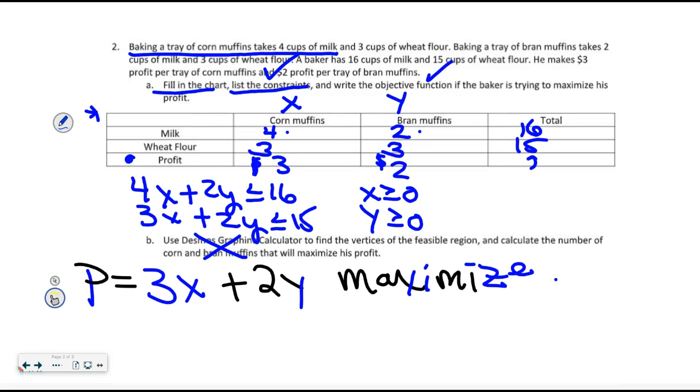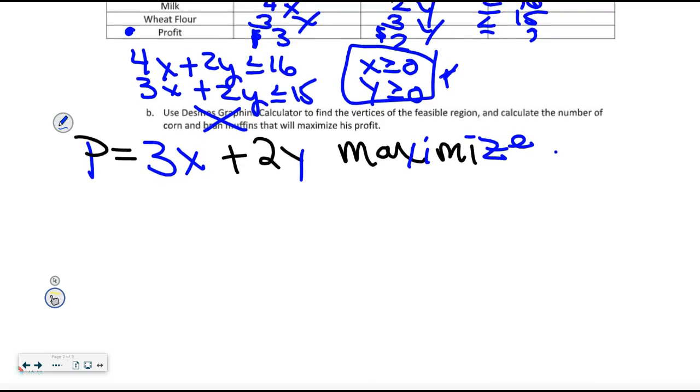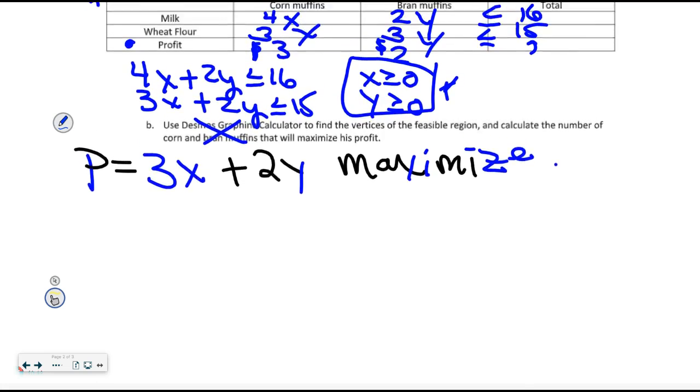Mm-hmm. You just set it up and you do 4x plus 2y less than or equal, 3x plus 2y less than or equal. The only thing that's going to be different, and then don't forget the x and y greater than zero part. It's easy to forget because it's not off the table. All right? And you won't have to graph your word problem.